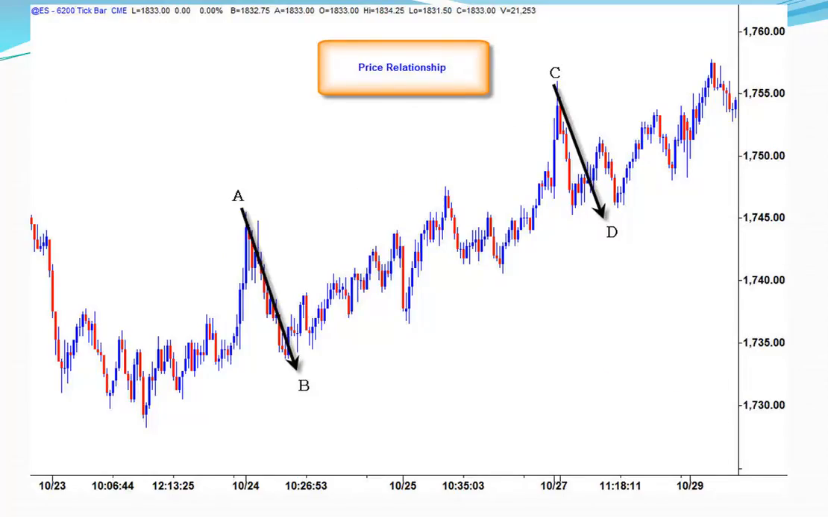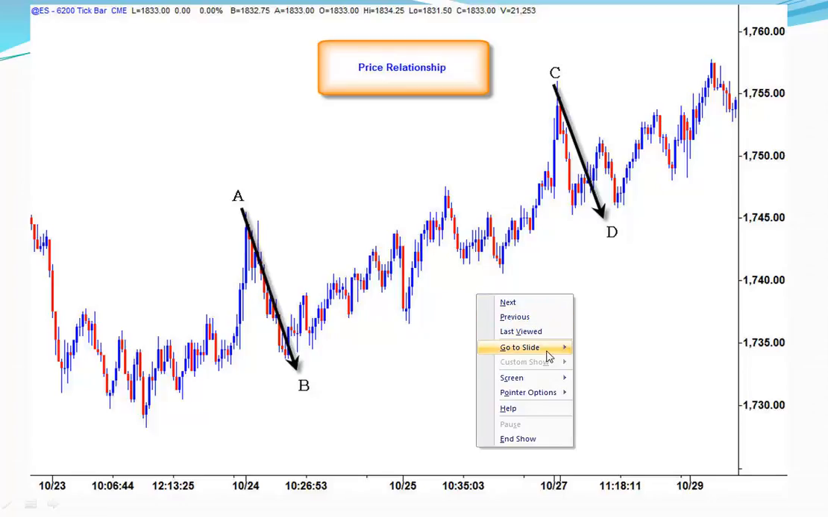Then we discussed price relationships, A to B, C to D. What is an A to B, C to D? Basically, you can see right here the A to B, C to D relationship.